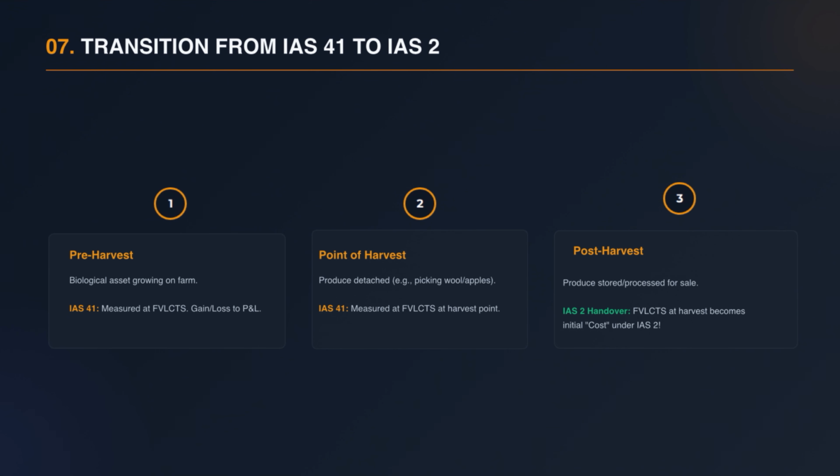Let's look at how IAS 41 hands over the baton to IAS 2 at harvest time. Stage 1, pre-harvest. While the biological asset is growing, it is under IAS 41 at fair value less costs to sell. Stage 2, point of harvest. The moment wool is sheared or apples are picked, the produce is measured at fair value less costs to sell under IAS 41. Stage 3, post-harvest. This point of harvest value becomes the initial cost under IAS 2. From that second onward, the harvested produce is treated as inventory and governed by IAS 2's lower of cost and NRV rule.